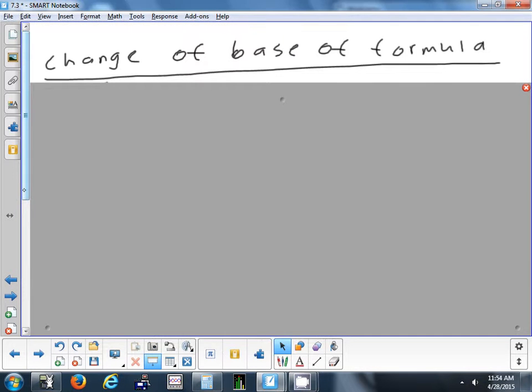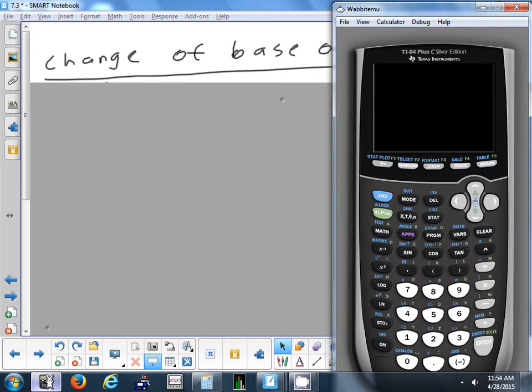All right, so yesterday we talked about two bases that you can do on the calculator, no problem. What's one of the bases you can type in on the calculator? Because there's a button for it. E. Yep, it says ln. What's the other base you can do? Well, it's the log button up above it. What base is log? 10. That's base 10, if nothing else is written there. So you can do base E, and you can do base 10.